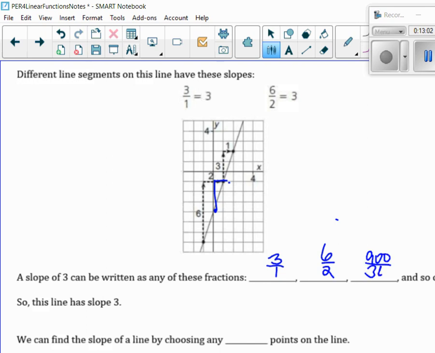We wouldn't use that, but you know what I'm saying. Probably 9 over 3 you would use. Yes? So this line has a slope of 3.